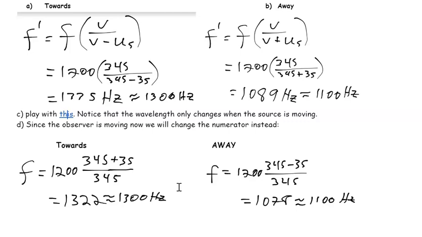Anyway, pretty plug and chug. Take the time to actually plug it through your calculator yourself so you're practicing not making silly mistakes with your parentheses and stuff. You can mess these things up. Hopefully I didn't. But in any case, that's pretty straightforward and initial beginnings of understanding the Doppler effect.